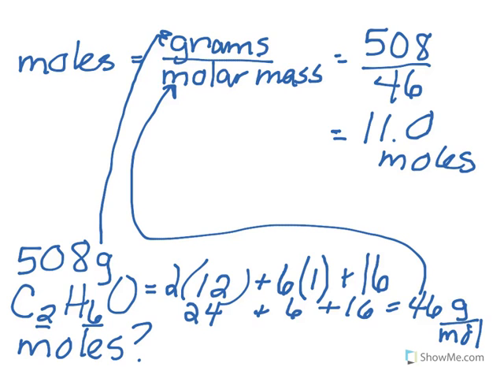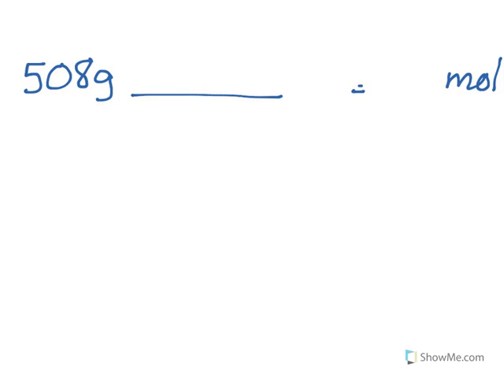Let's find moles by dimensional analysis with the same problem. Okay, we have 508 grams of ethanol, and we need to get to moles. Okay, what conversion factor will I use to get rid of grams and introduce moles? That sounds like molar mass to me. And again, our molar mass of ethanol is 46.